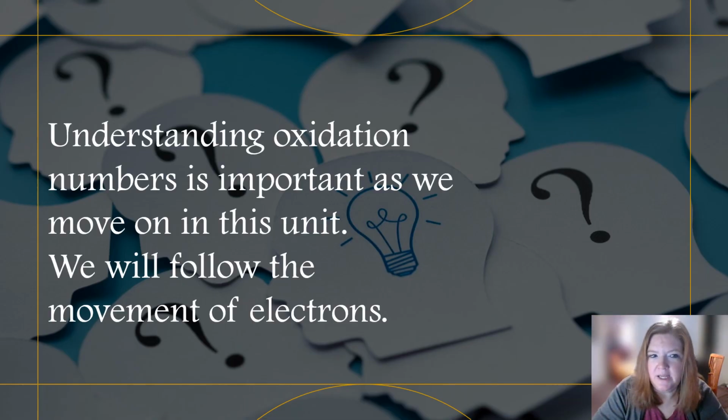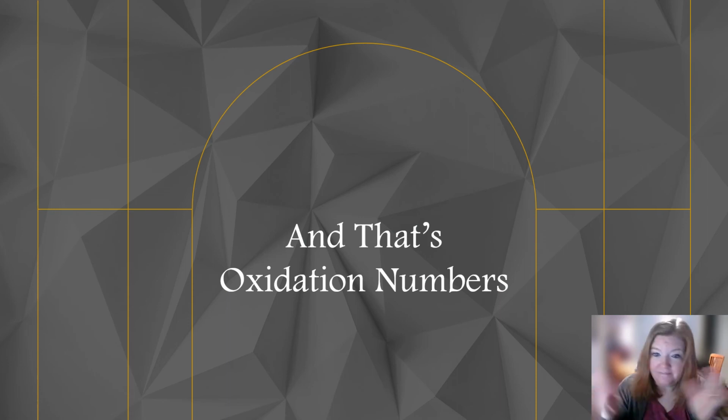All right, so understanding oxidation numbers is important as we progress and move on in this unit, because we're going to be following where the electrons go. And if you don't understand oxidation numbers, it's going to get harder. So I hope you did learn a little bit about oxidation numbers. That's all we're going to talk about right now. I hope you learned something new.